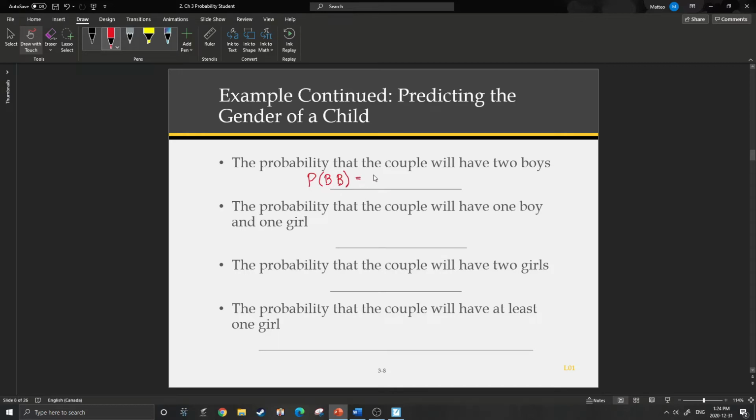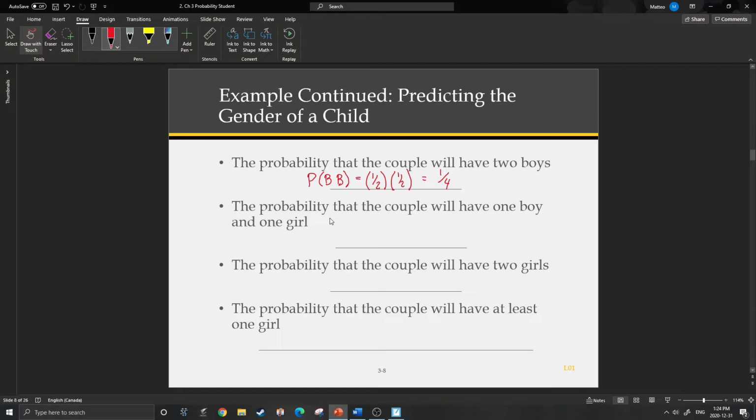You'd say, well, the probability of having the first boy is a half. And then you would multiply by the probability of having the next boy, also a half. 1 times 1 is 1, 2 times 2 is 4. So you get 1/4. Okay, so that's how you would do the problem if you were not going to draw up the sample space and figure it out.